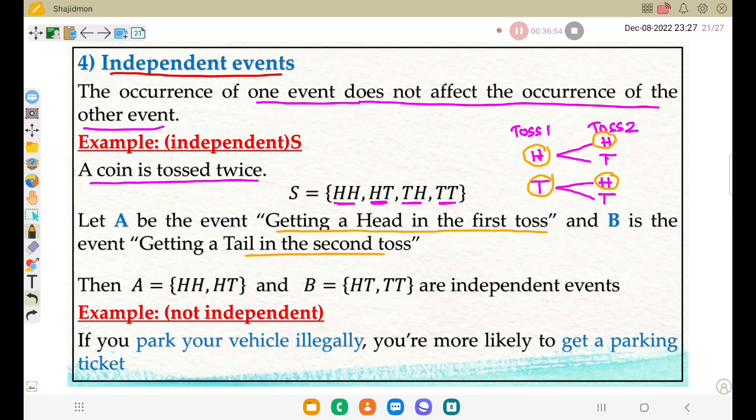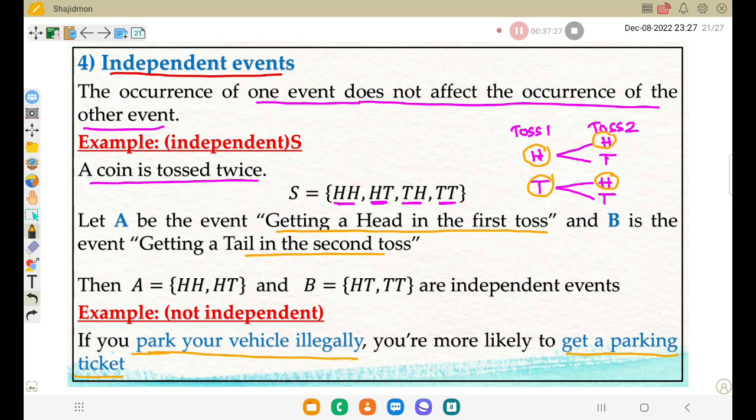There is no relation. Now what is a dependent event? Not independent event. For example, if you park your car, or whatever vehicle, illegally, what happened? There is a chance of getting a parking ticket, a parking fine, you will get it, correct? So it is connected. If you park in the wrong place, automatically what you got? You will get a parking ticket, a parking fine, correct? The police will come, they will give you a fine. So this is dependent, correct?